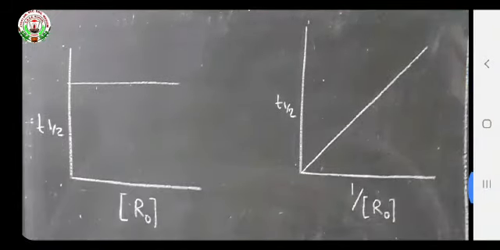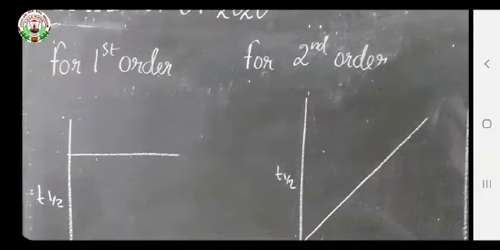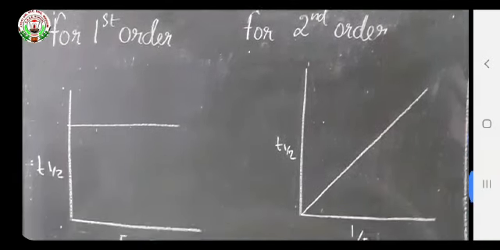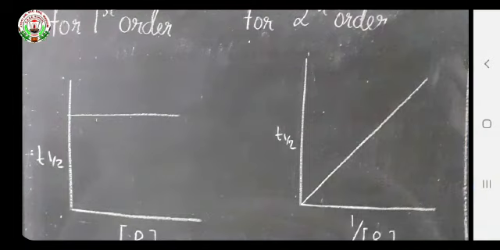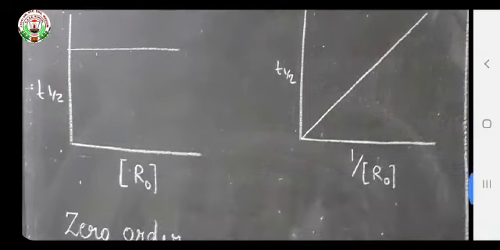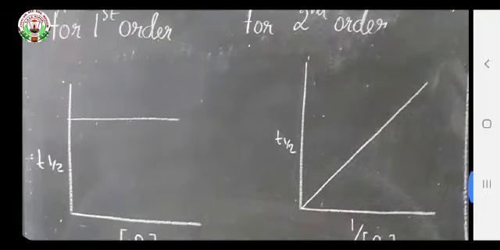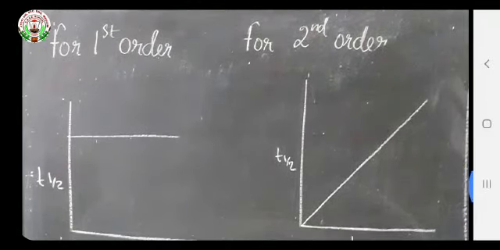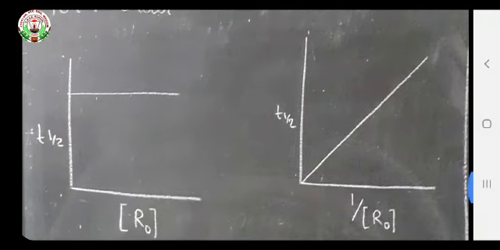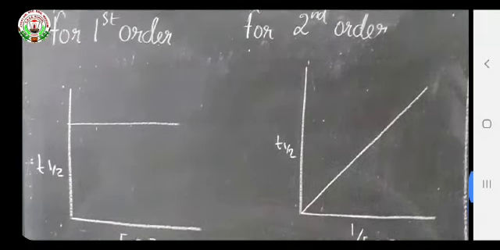Now here we again have the graph for the half-life period. Whenever we plot the graph between the half-life period versus the initial concentration of the reactant, then for the first order, as we know, it is independent of the concentration of the reactant. That's why the graph comes as a straight line.